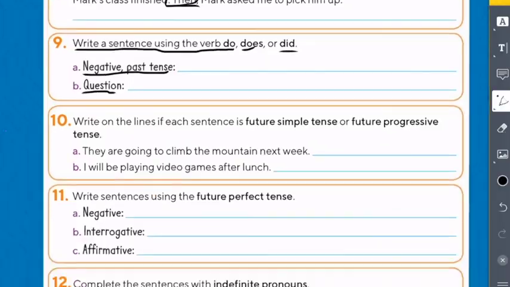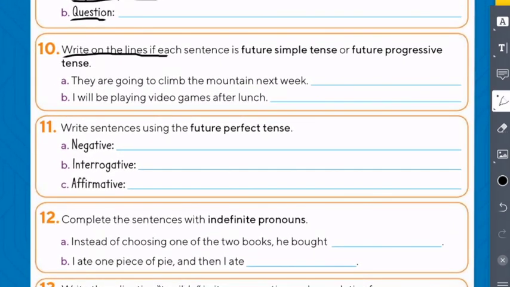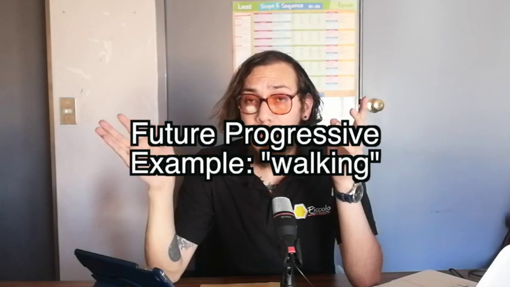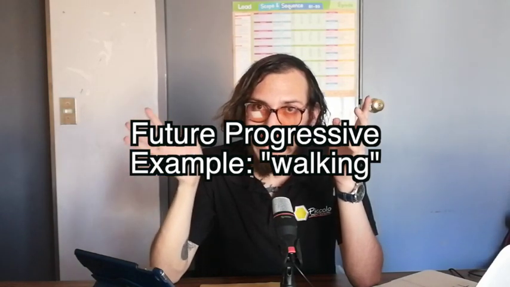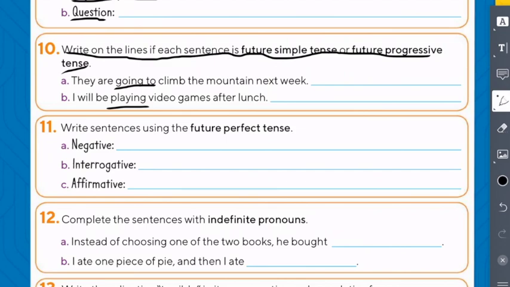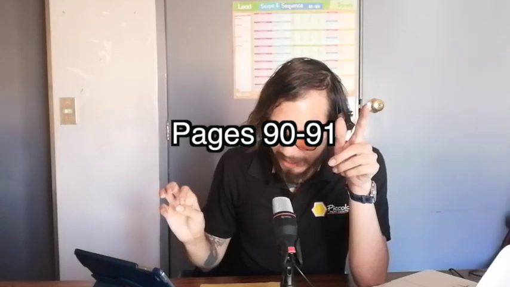Ready? Excellent. Number 10. Write on the lines if each sentence is future simple tense or future progressive tense. Sentence number 1 is, they are going to climb the mountain next week. And number 2, I will be playing video games after lunch. Okay, super easy. Remember, future progressive uses a verb ending on ing. Future simple tense uses going to. Super. If you want to learn more, remember that we learned this on pages 90 and 91.